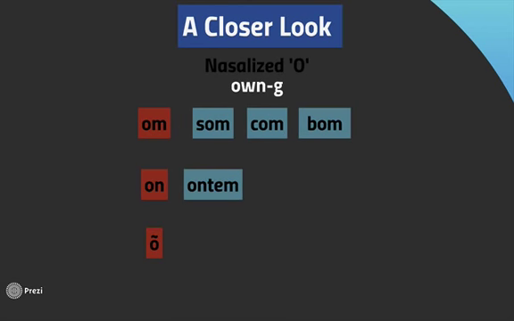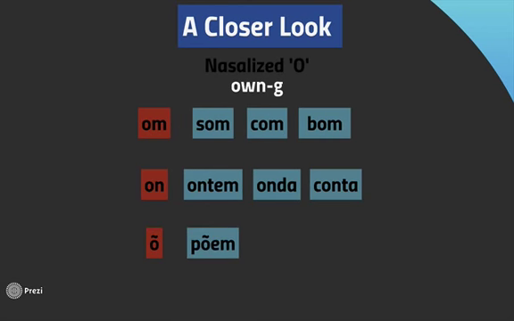Same goes for O-N in these three words. Ontem, with two nasalized sounds. Ontem, onda, conta. And finally, you will occasionally find O with a til on top.